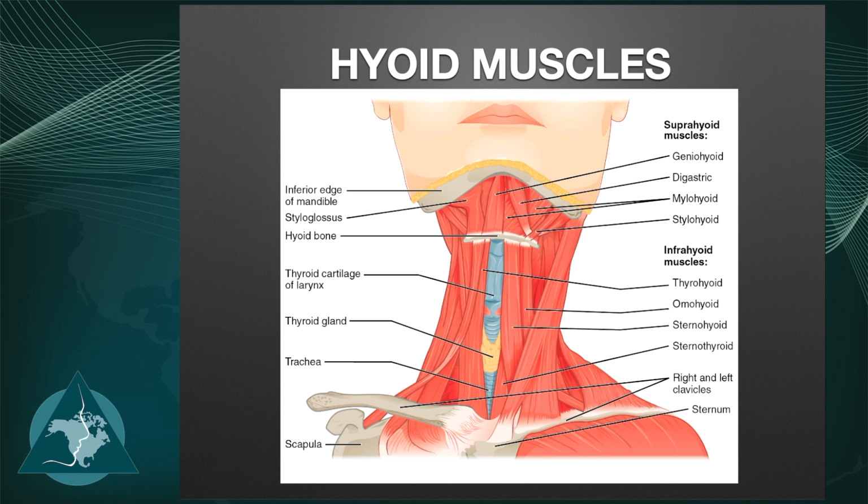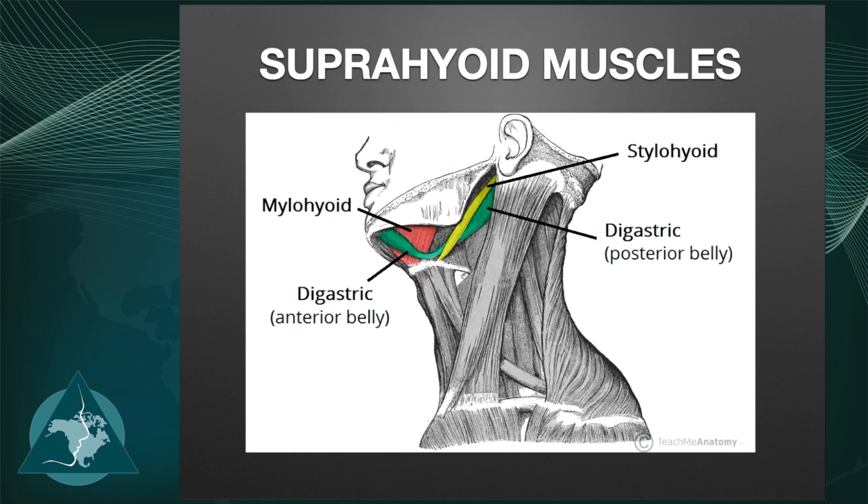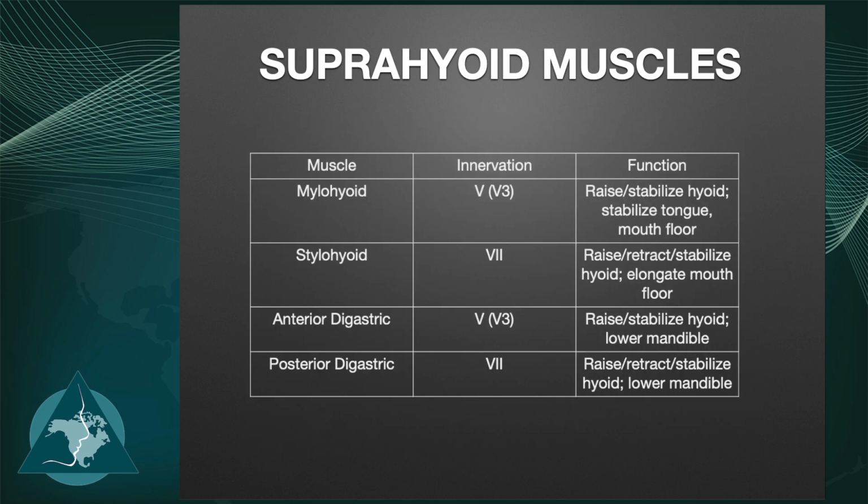So what do the suprahyoid muscles do, and what are they, and what do the infrahyoid muscles do? The suprahyoid muscles, if we're going to focus in on these, are these four: the mylohyoid, the anterior belly of the digastric, the posterior belly, and the stylohyoid. For the most part, they are muscles above the hyoid bone, and what they do is open the mandible. They're opening muscles. That's what they do.